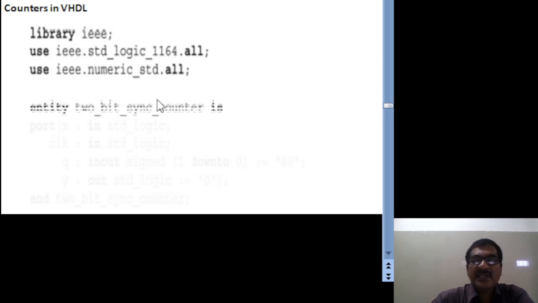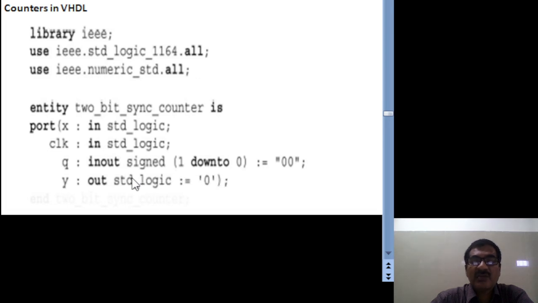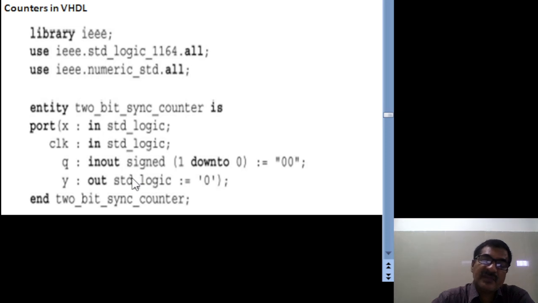After that, entity declaration, already we know that it starts with the word entity, then entity name is, then port of X in std_logic, clock in std_logic, Q inout signed(1 downto 0) and initial value is 00, and one more output is Y with the single bit notation std_logic and the value is 0 initially, then end entity name.